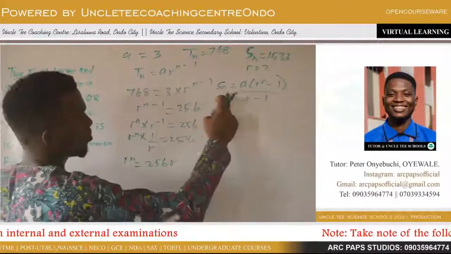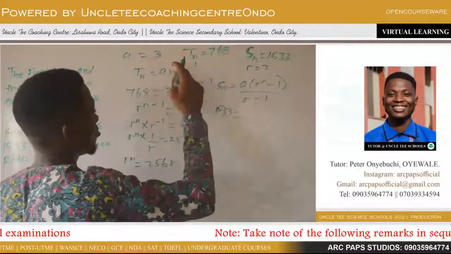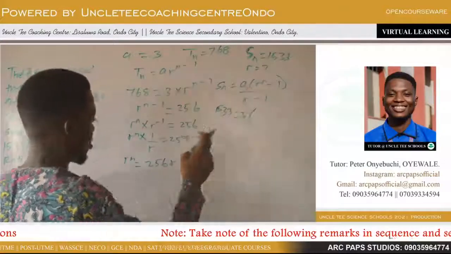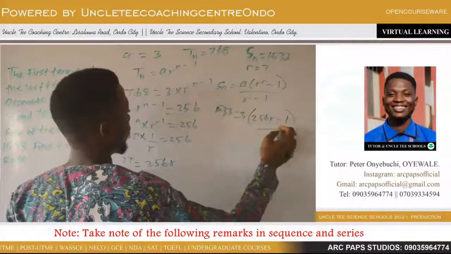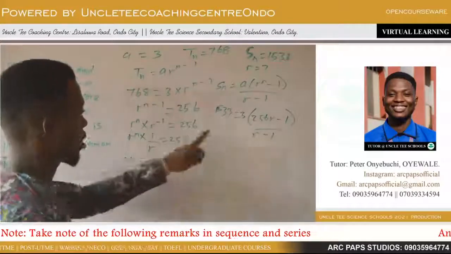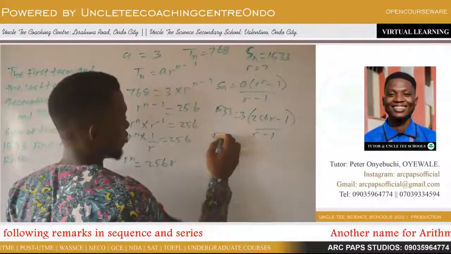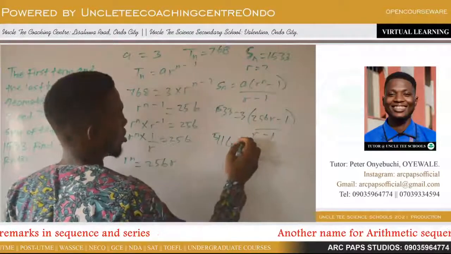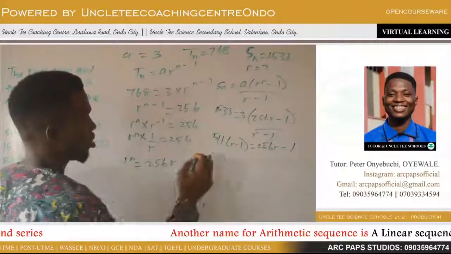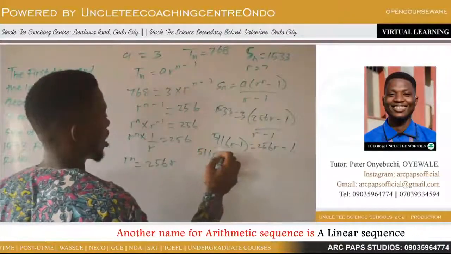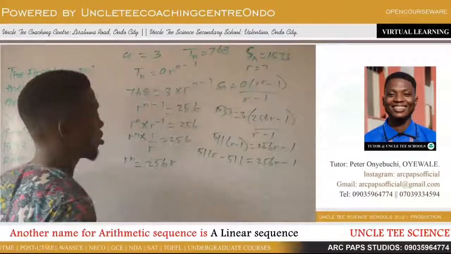Now going back to our sum formula, our Sn, 1533, is equal to our A, which is 3, into R raised to n, which is now 256 R, minus 1 over R minus 1. Now 1533 divided by 3, that is 511, is equal to, let's cross multiply, 511 into R minus 1 is equal to 256 R minus 1.